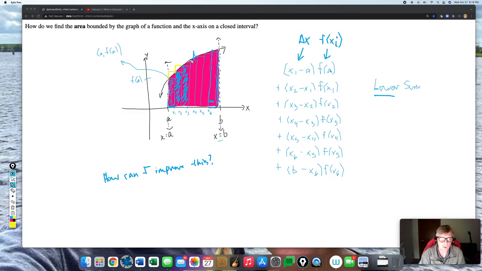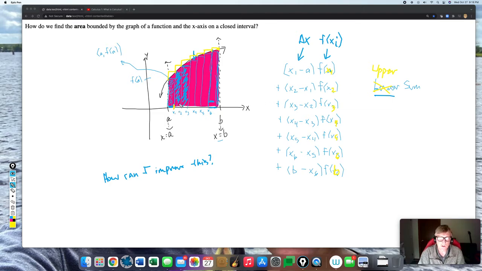above the white there. So now I'm getting too much area. In that case, I would use the right side of each rectangle as the y value. So if this were x1 and x2 and x3 and x4, and that yellow doesn't really show up very well, and this were b here, the last y value would be f of b. Then that would be an upper sum.